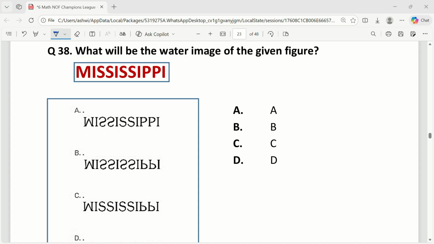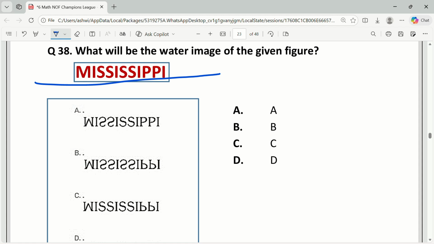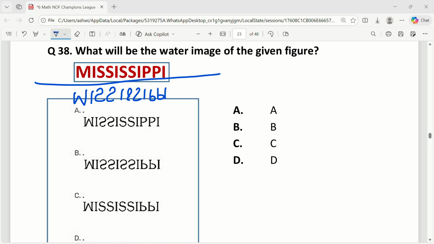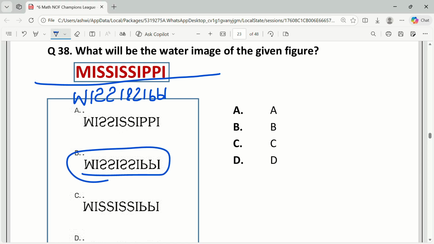Question 38. What will be the water image of the given figure? The water image is found below. So the water image of this will be M, I, S, S, I, S, S, I, P, P, I. Comparing with the options, the answer will be B.